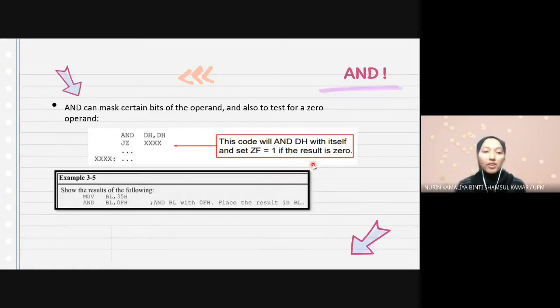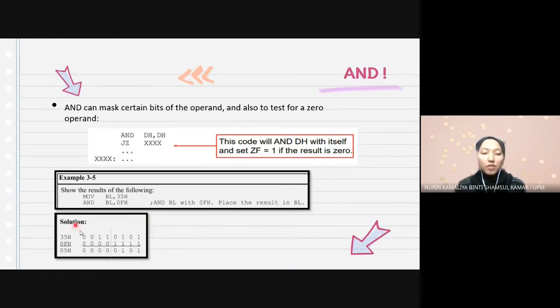For example, show the result of the following. They give you MOV BL, 35H and the instruction AND BL, 0FH. So it means the data value for BL is 35. The instruction wants you to AND BL, which is 35, with 0F, and place the result. So the solution will be, you write the 35 and 0F.